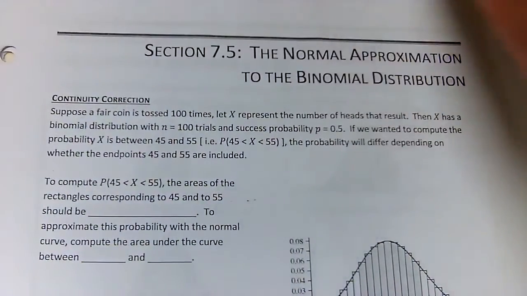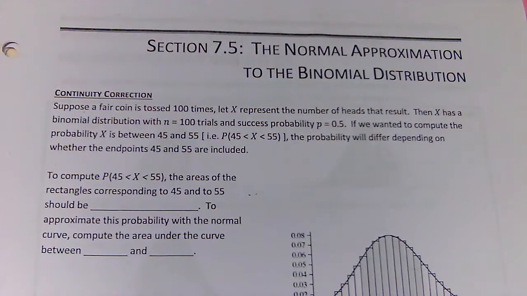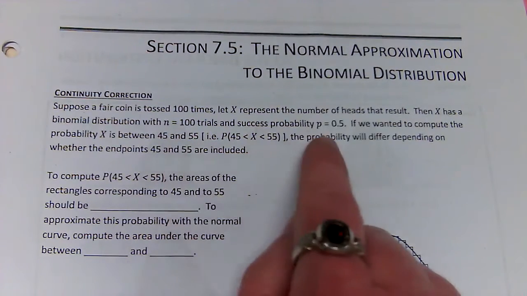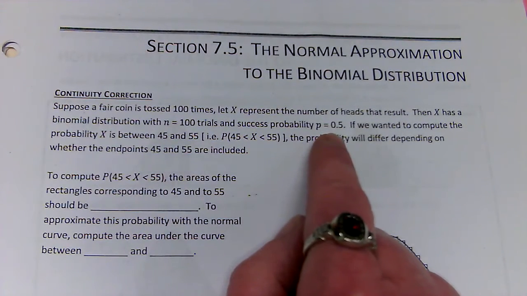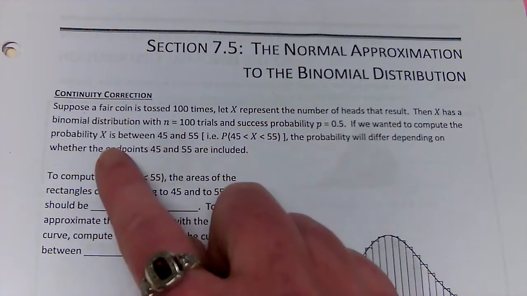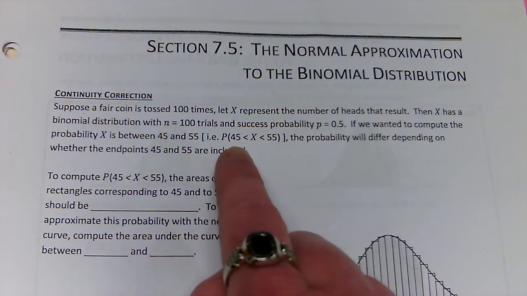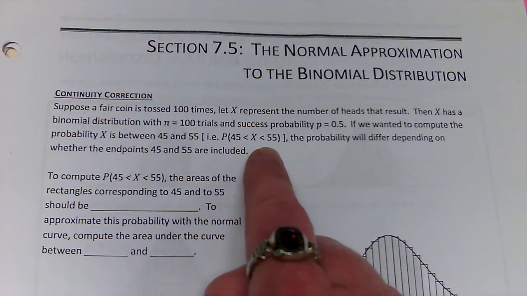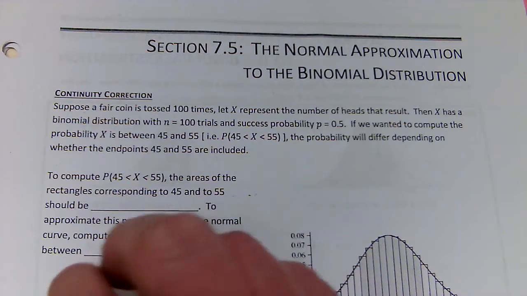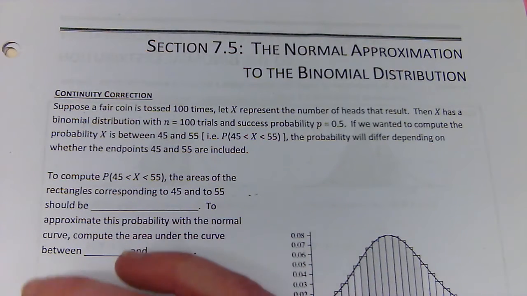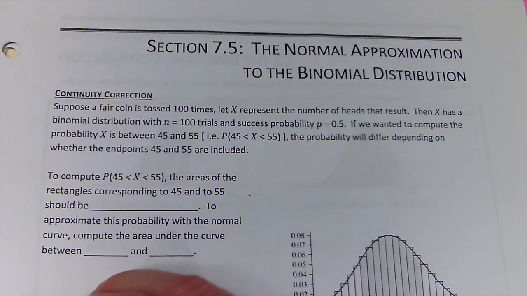So suppose a fair coin is tossed 100 times. X represents the number of heads that result. And so we have a binomial distribution with 100 trials and a success probability of 0.5. If we wanted to compute the probability that X is between 45 and 55, 45 is less than X, which is less than 55, the probability changes whether we include those endpoints or not.